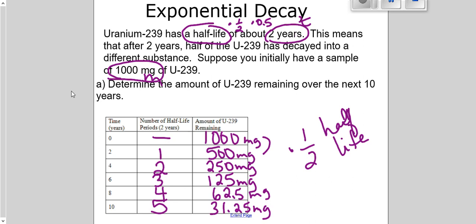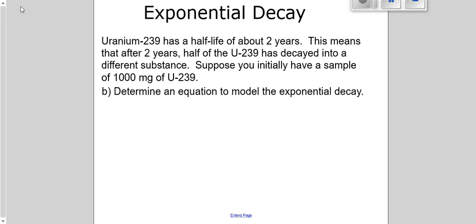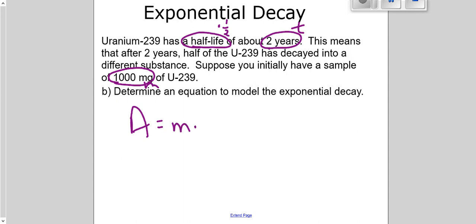Okay, so let's see how this affects equations. So it has a half-life of 2 years, so there's our growth rate. It's not actually growing though, it's decaying, so we're going to call it a decay rate, so that's at 1/2. Every 2 years is the time that it takes for that to happen, and we started with 1,000 milligrams. So our equation is actually going to be the same, except now instead of where that was the growth rate, it's the decay rate.